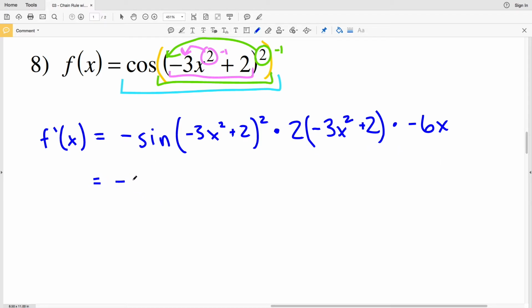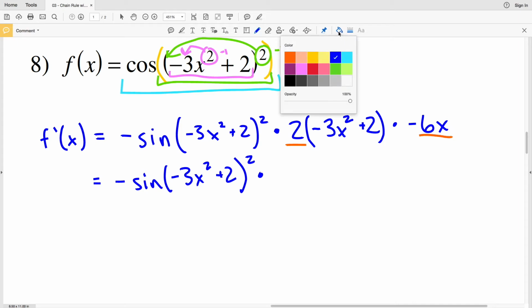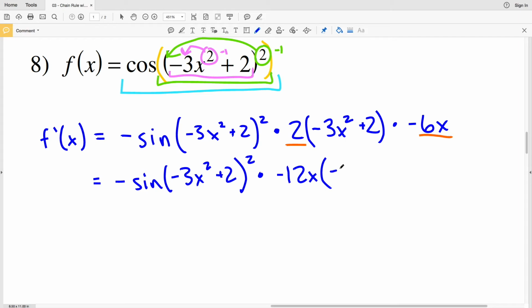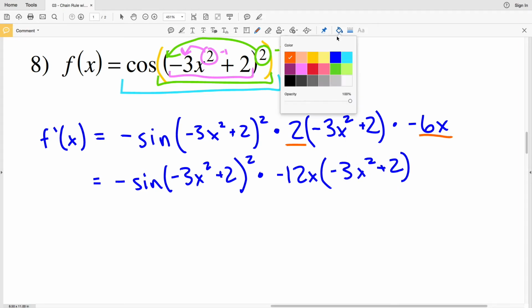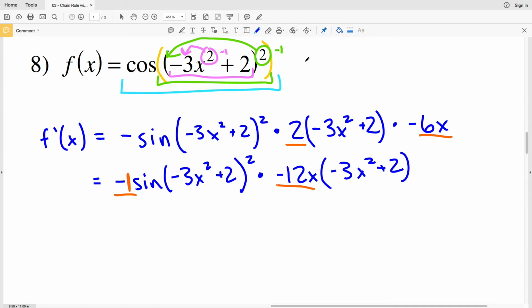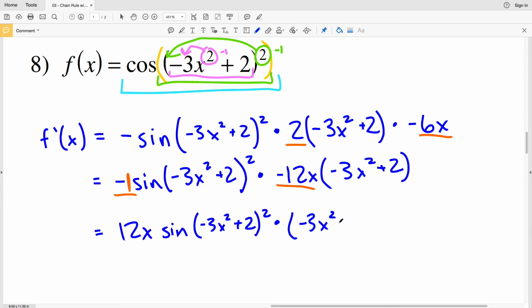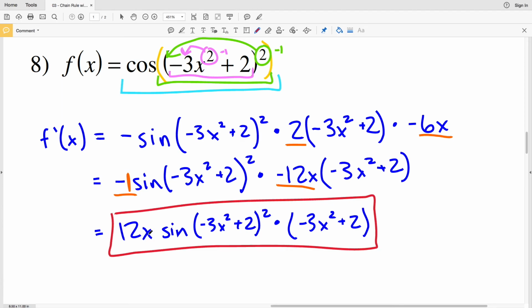So let's multiply this all out and simplify. We have negative sine of negative 3x squared plus 2 squared times, now I'll combine my 2 and negative 6. Multiplying those together, I'll get negative 12x times negative 3x squared plus 2. And then lastly, I'm taking the opposite of the sign, or you can think of this as negative 1 times the sign. So I'll combine negative 1 with negative 12x to give me a positive 12x times the sine of the quantity negative 3x squared plus 2 squared, and that all gets multiplied by negative 3x squared plus 2. And that's my final derivative on this worksheet. 12x times the sine of negative 3x squared plus 2 squared times negative 3x squared plus 2.